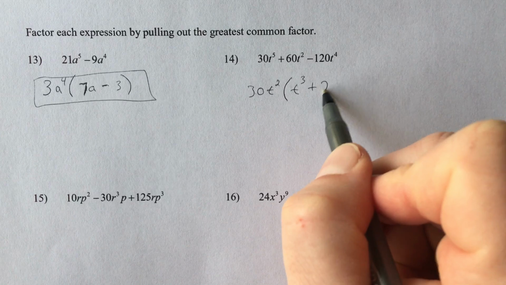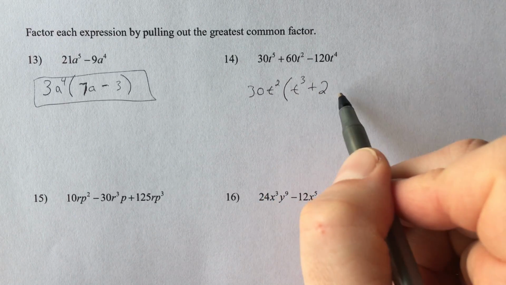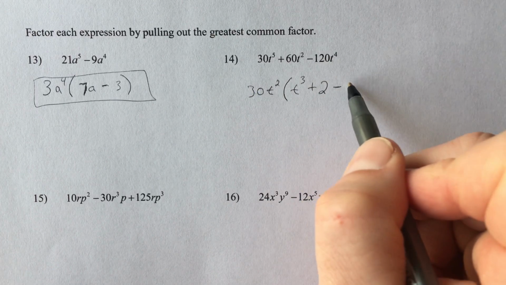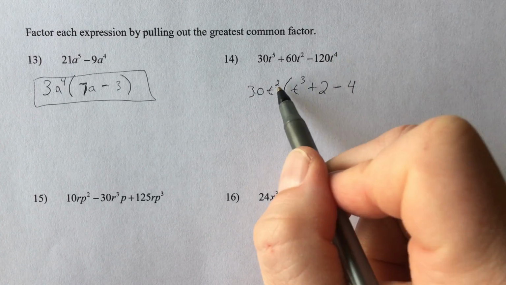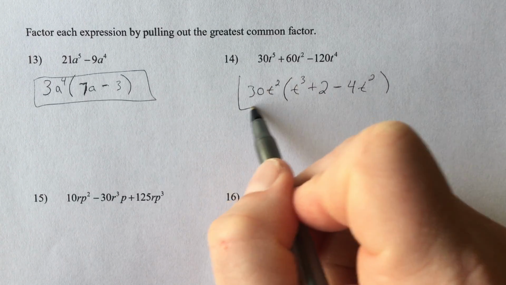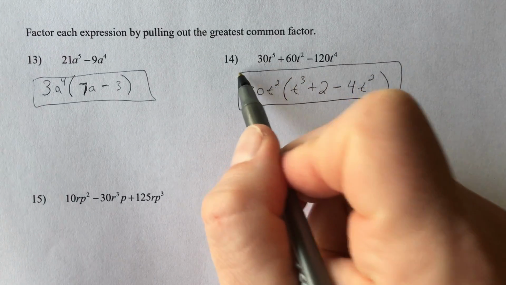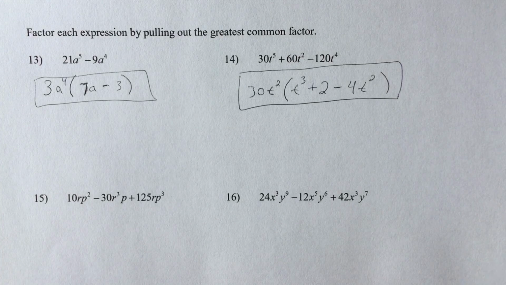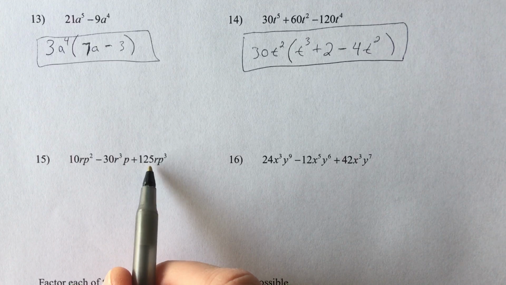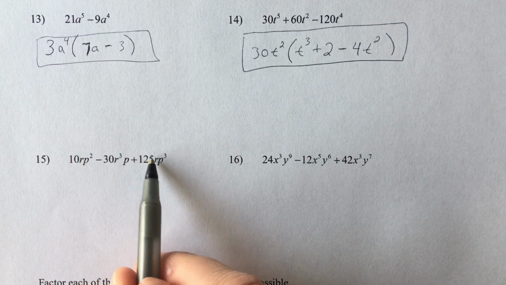60 divided by 30 is 2. We had 2 T's, we took them away, so that's all that's left there. And 120 divided by 30 is 4. We had 4 T's, we took 2 away. There's 2 left over. And you could try to multiply that out and see, but that's what we're going to get right there.